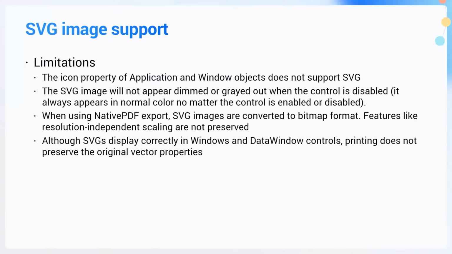When you're using native PDF exporting, the SVG images are converted to a bitmap format during that process, so the images will not be scalable within that PDF document. And although the SVG does display correctly in windows and DataWindows, when you print, once again, printing converts it to a bitmap, and scaling, therefore, causes some distortion.